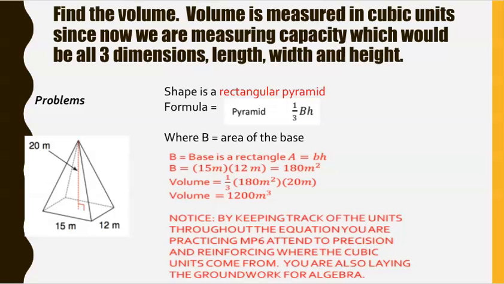Now notice that I put units throughout my formula because this is really attending to precision and reinforcing where cubic units come from. So for example, when we multiply meters times meters, we get square meters. When we multiply square meters times meters, we get cubic meters. This is really laying the groundwork for algebra.